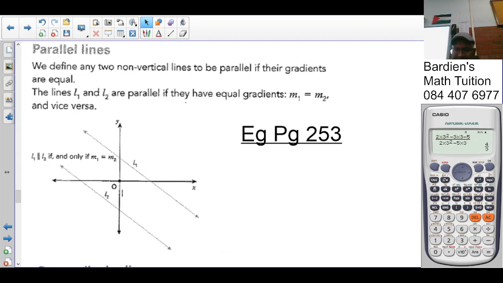Alright, so at this point you have completed the note. Those are lines of parallel. So when lines are parallel, what do we know? Gradients are equal. If gradients are equal, we know that the lines are parallel.